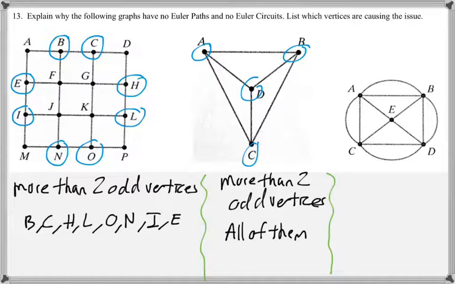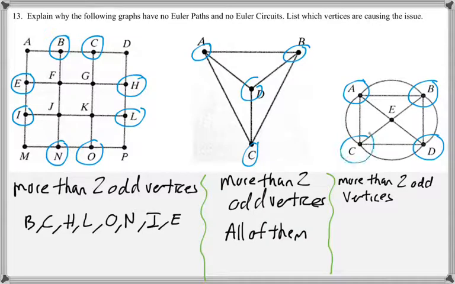Finally, the last graph also has more than two odd vertices. And this would be A, B, D, and C.